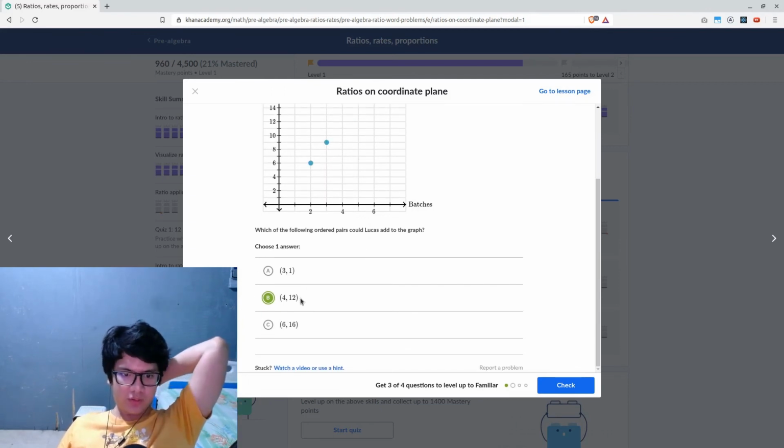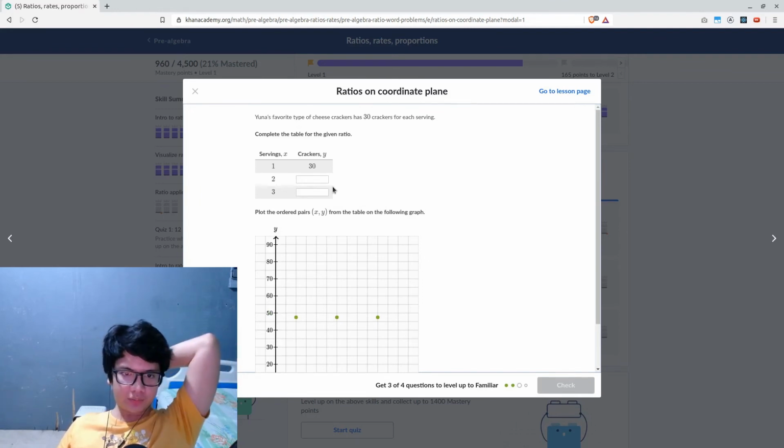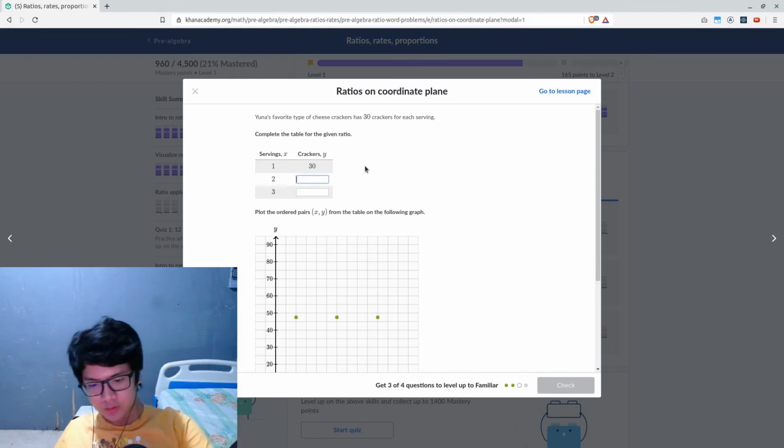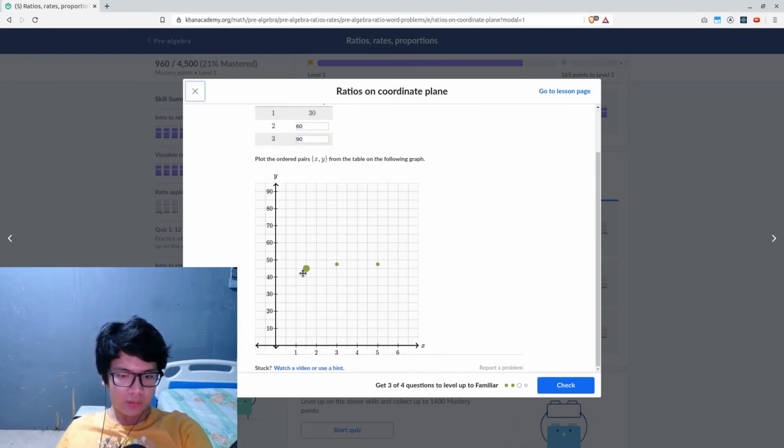I thought it should be 3. Insert dog cheese crackers, so set the crackers for each serving. Okay, 16 and 90. 1 to 30. 2 to 16. 3 would be 19. Okay, cool.